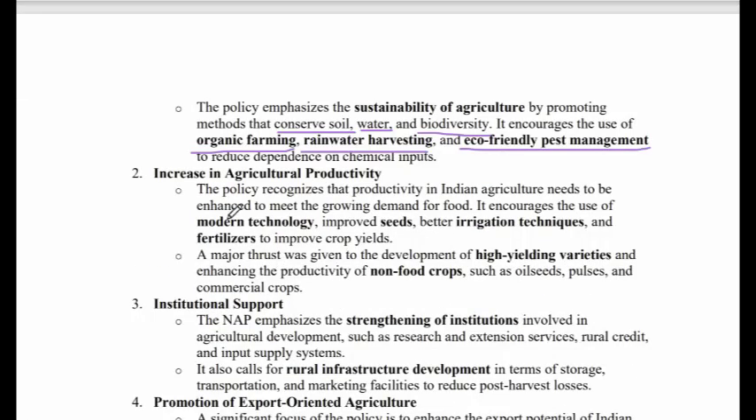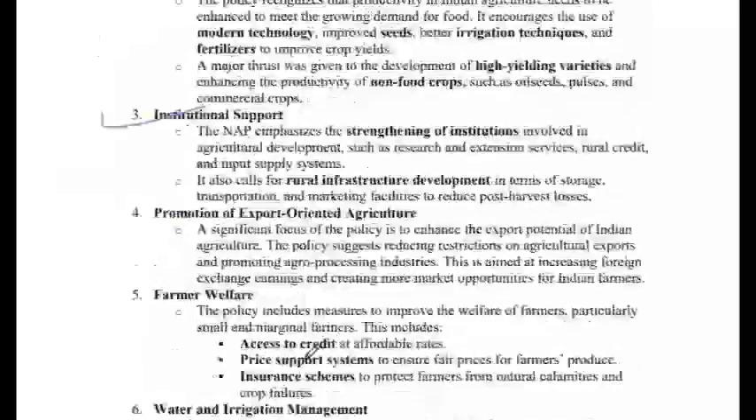Increase in agricultural productivity. This is one of the features. Policy recognizes that productivity in Indian agriculture needs to be enhanced to meet the growing demand for food. It encourages the use of modern technology, improved seeds, better irrigation techniques, and fertilizers to improve crop yield. A major thrust was given to the development of high-yielding varieties and enhancing productivity of non-food crops such as oilseeds, pulses, and commercial crops.